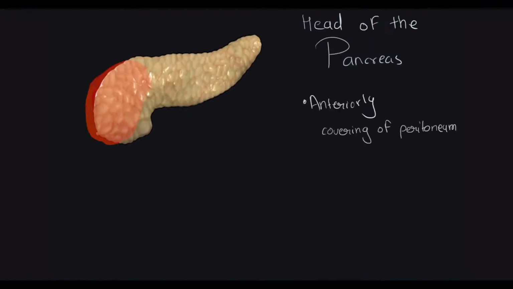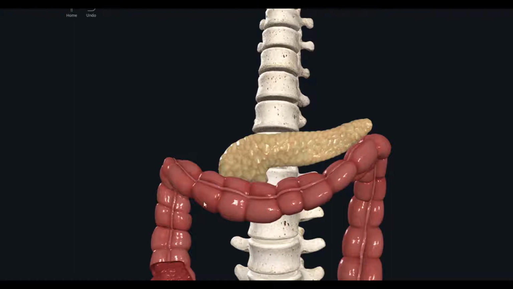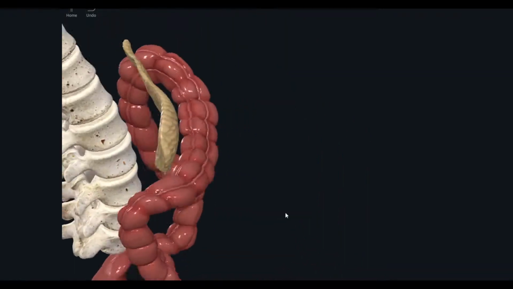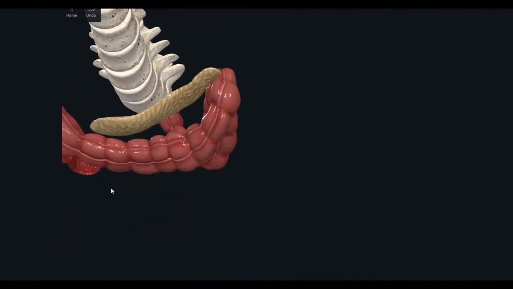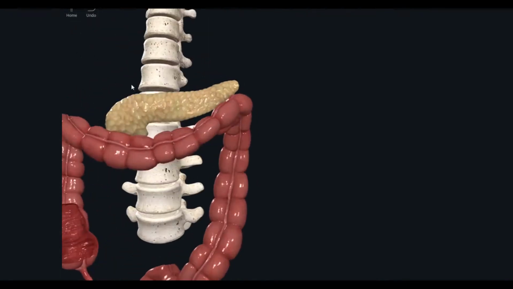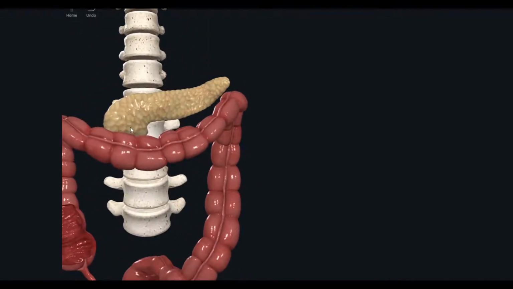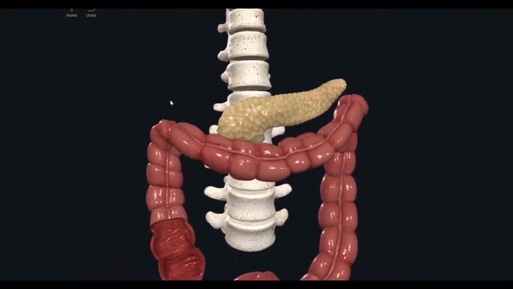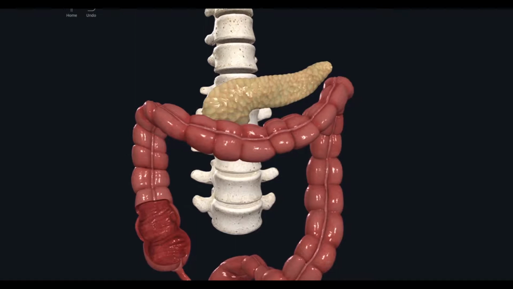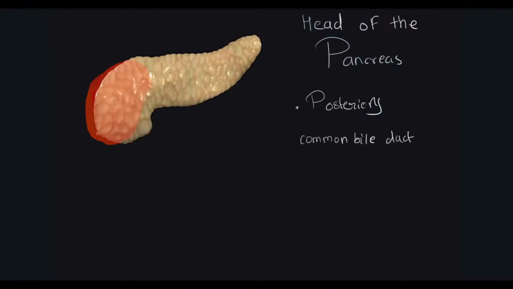Anteriorly, we can find the covering of the peritoneum, and then we have the mesocolon of the transverse colon. So right there, we have the transverse colon, and behind the transverse colon, attaching it to the posterior abdominal wall, we have the mesocolon. So that's the anterior relation, and then we also have the peritoneum that's covered. The entire pancreas is retroperitoneal. So we can say that anteriorly there is a small covering of the peritoneum that we can see here. Posteriorly, we can observe the common bile duct.